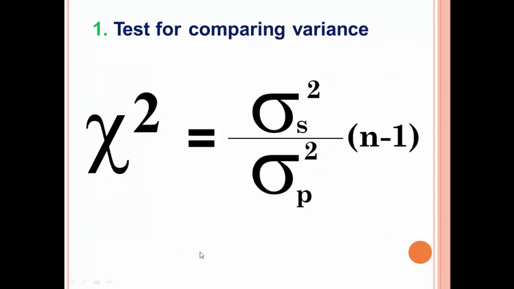Test for comparing variance. The formula used for this is chi-square equals s squared upon sigma p squared into n minus 1.